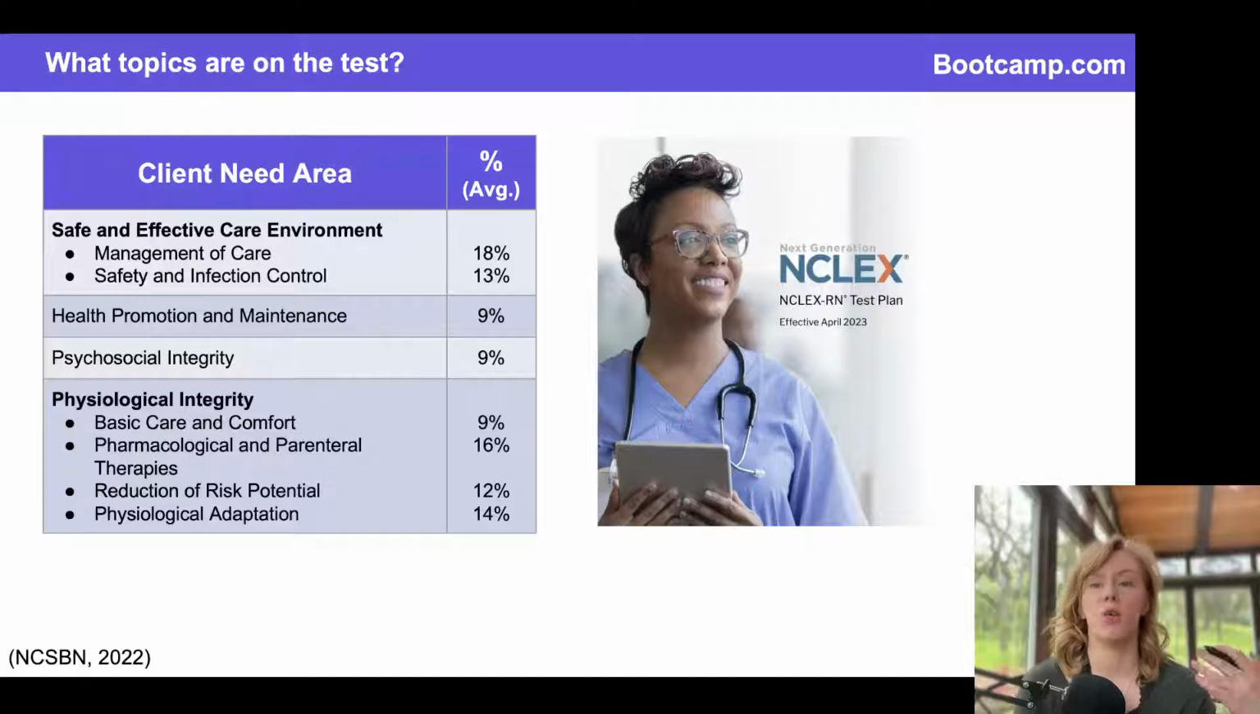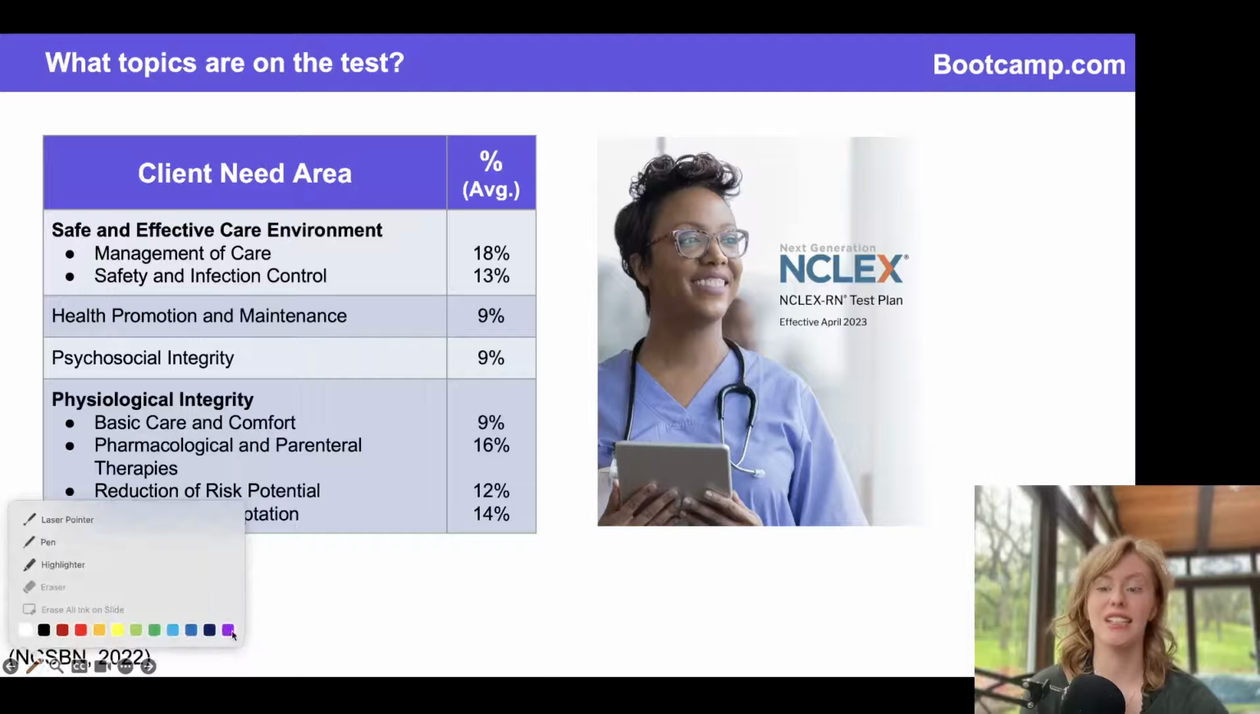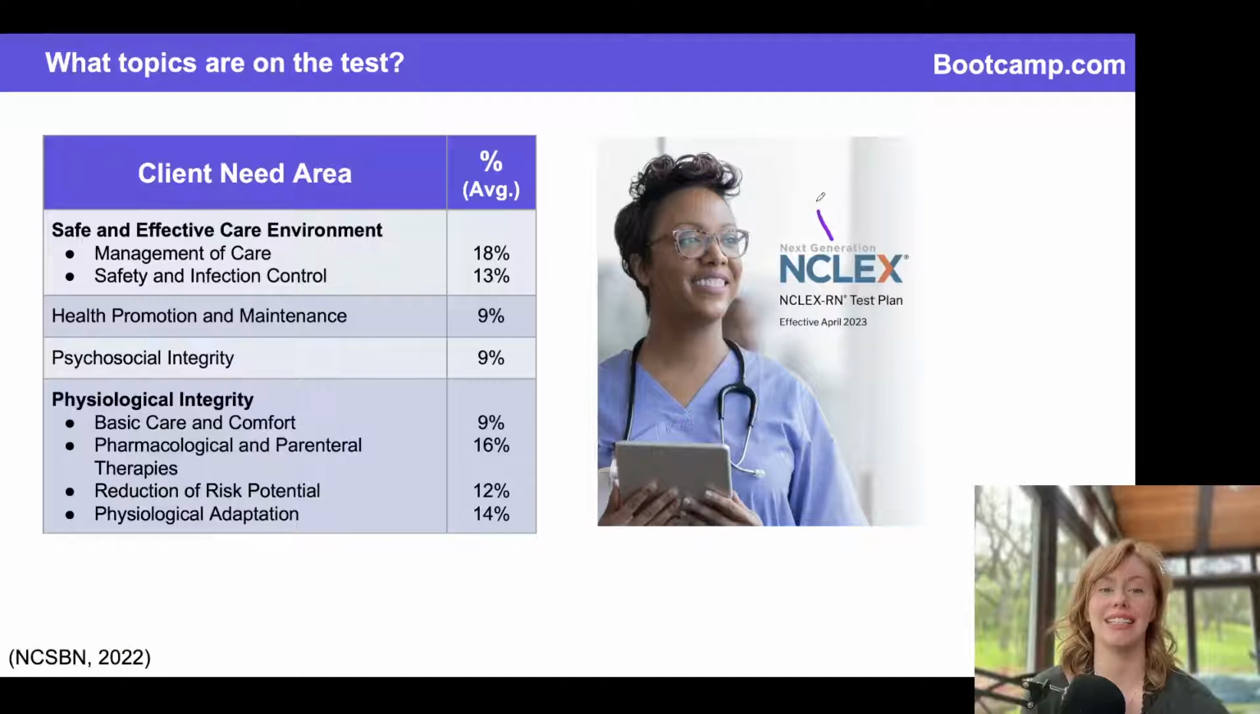So in order to figure out what topics are on the test, there is an official NCLEX test plan. You might not know this; I actually didn't until I finished nursing school and had already taken my NCLEX. Every 3 years the NCSBN surveys actual practicing nurses, and they want to know what things you do most frequently in your day-to-day practice, what things in your job are most important, and what requires the most clinical judgment, that thought process of thinking like a nurse.